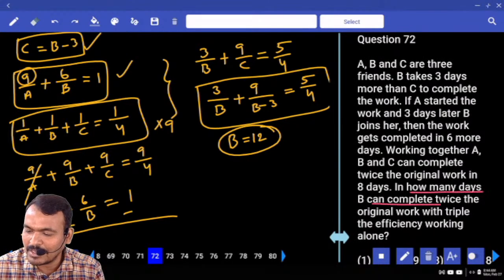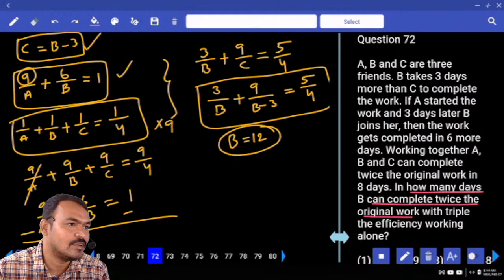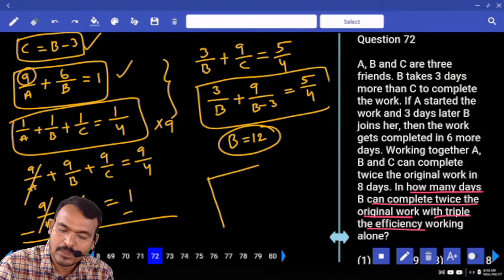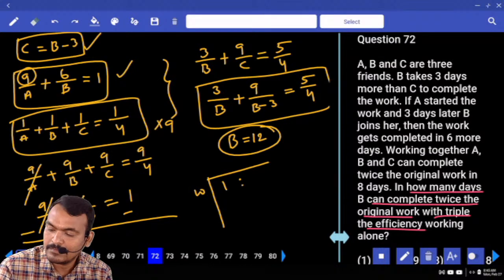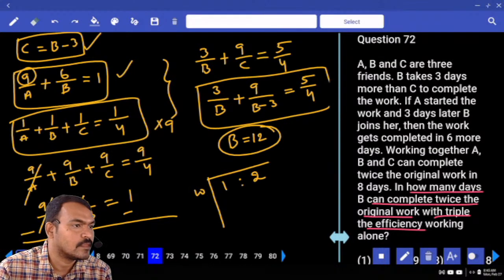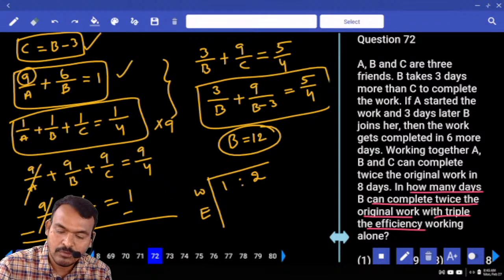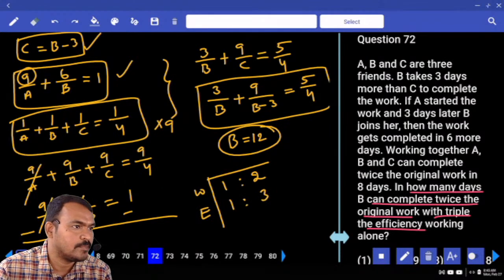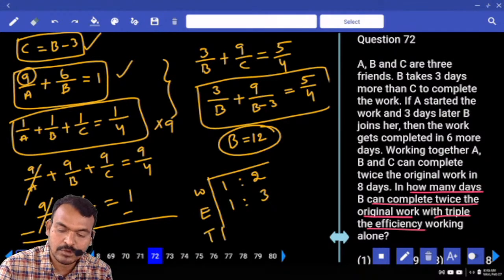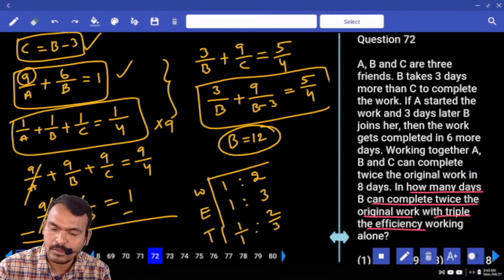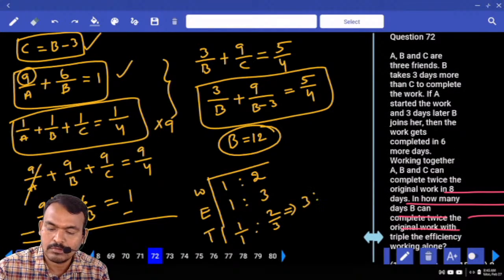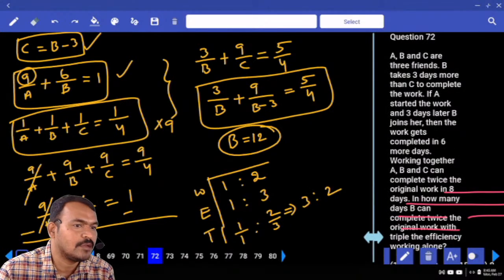What is the question here? In how many days can B complete twice the original work with triple efficiency? First, suppose the original work of B is 1 part, new work 2 parts. Next, original efficiency of B 1 part, new efficiency 3 parts. Work ratio 1:2, efficiency ratio 1:3. Then we get the time ratio. What is the time ratio? 1 by 1 is to 2 by 3. What is the ratio? 3:2. Yes or no? That is the time ratio.